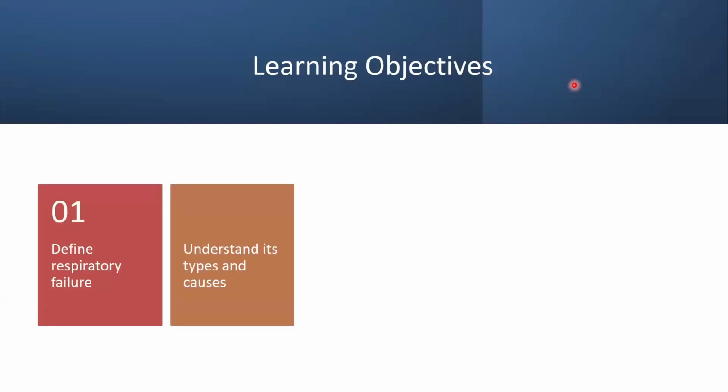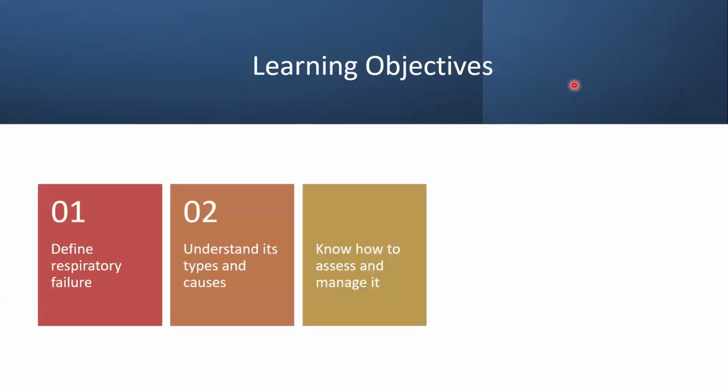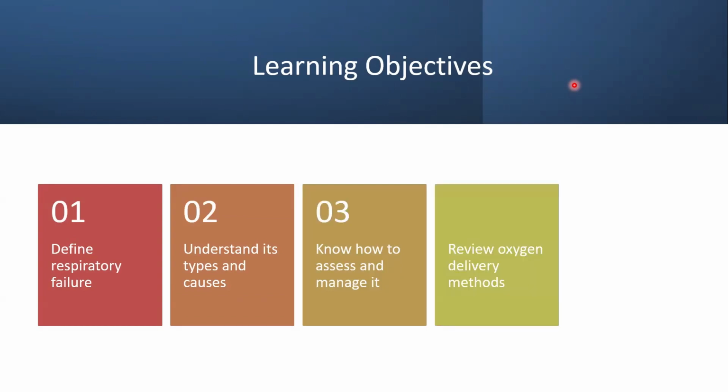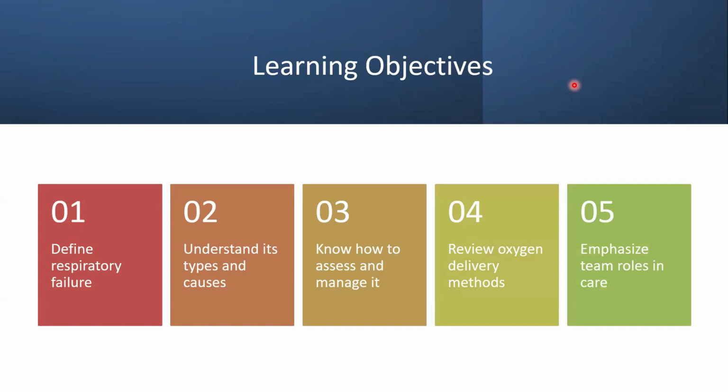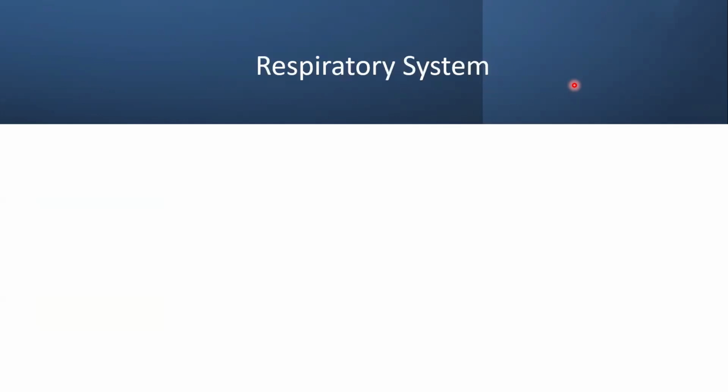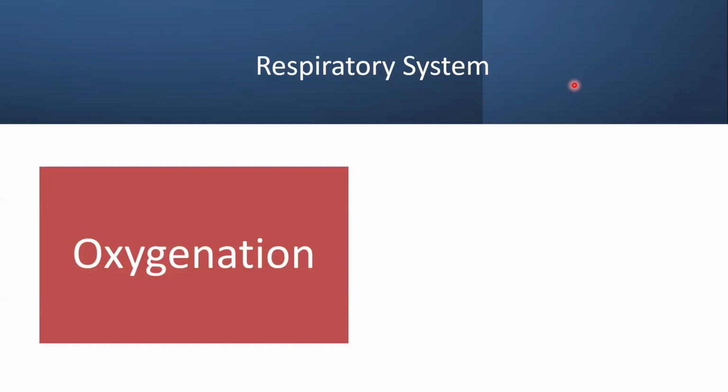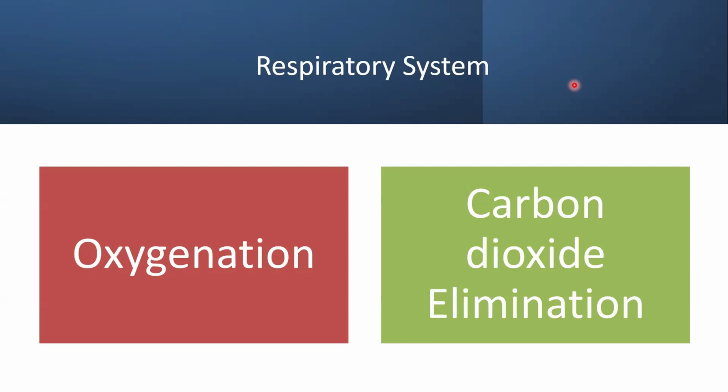So, learning objectives are simple: define respiratory failure and understand its types, how to assess and manage it, review oxygen delivery methods, and emphasize routine roles in care. Respiratory system: the main role of the respiratory system is to take oxygen from inhaled air, absorb it and provide it to the tissues. Carbon dioxide elimination is the other important role.